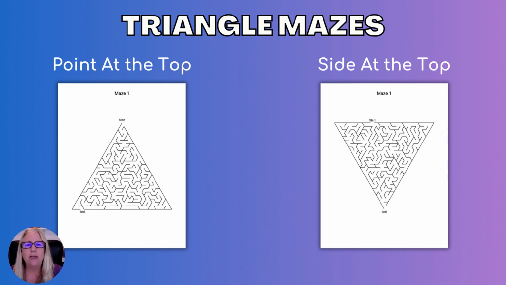You can also create triangle-shaped mazes. For this maze type, you can either have the point at the top or the side at the top. You can set the maze height for these mazes with values ranging between 5 and 40.